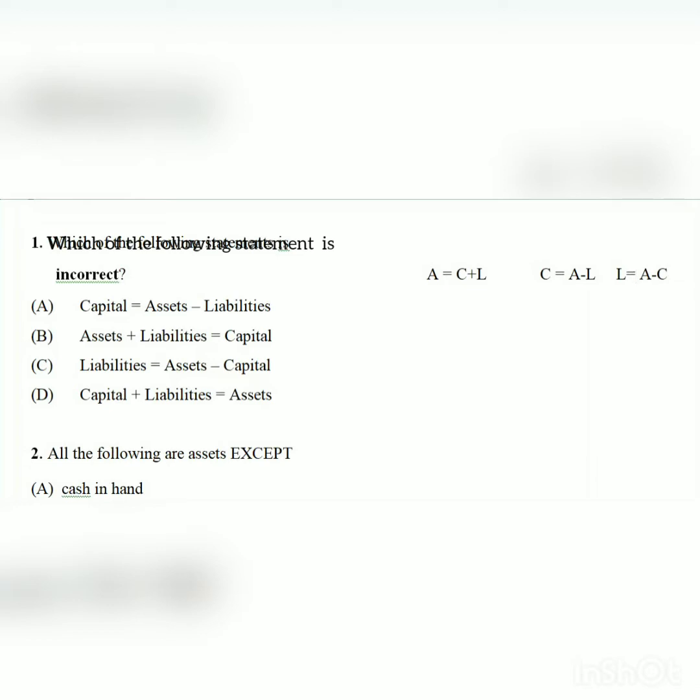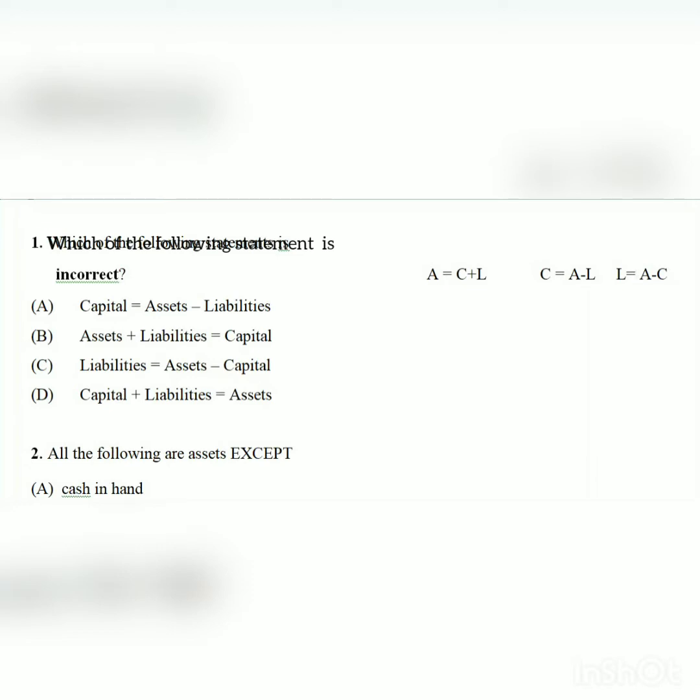Now our question asks us, which of the following statements is incorrect? So option A, capital is equal to assets minus liability. If we go to our formula here, we can see capital is equal to assets minus liability. So option A would be correct. Option B, assets plus liabilities equal capital. Go to our formula here. Assets is equal to capital plus liability. And here we have assets plus liabilities equal capital. So option B seems to be out.